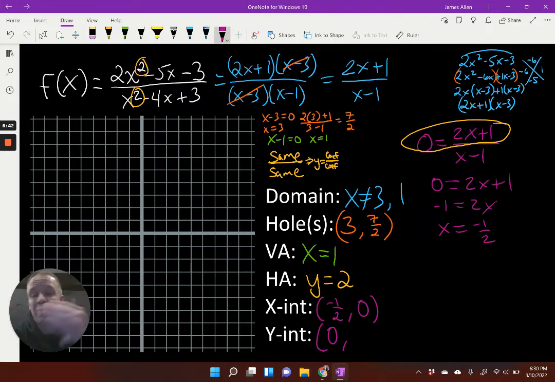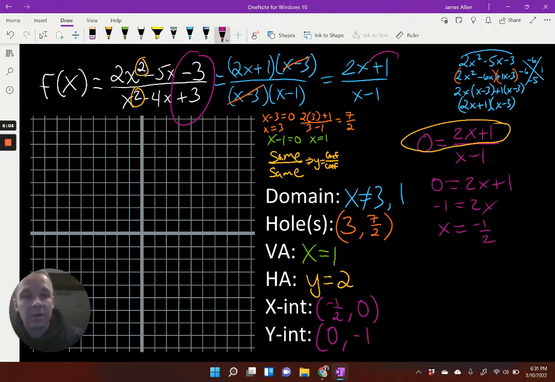If you remember back to polynomials and finding your y-intercept, when you plug in 0 for all your x's, they all go away except for your constant, your last term there. So really, I'm just looking at these two because my 2x squared, if I plug 0 in, it's gone. Same with the negative 5x, same with the x squared, the negative 4x. So we're looking at negative 3 over 3, which is just negative 1.